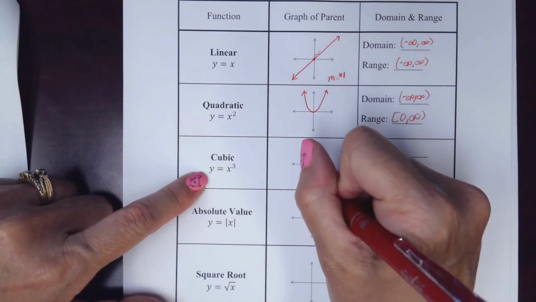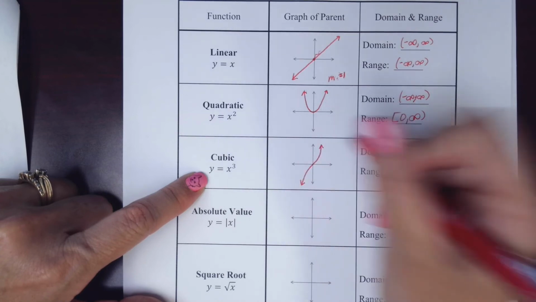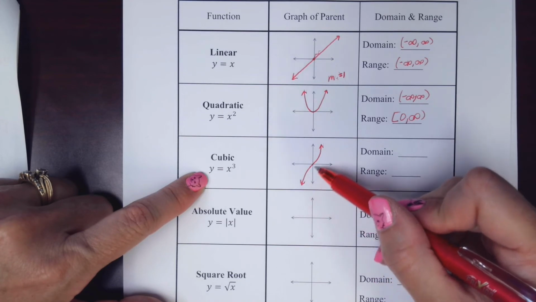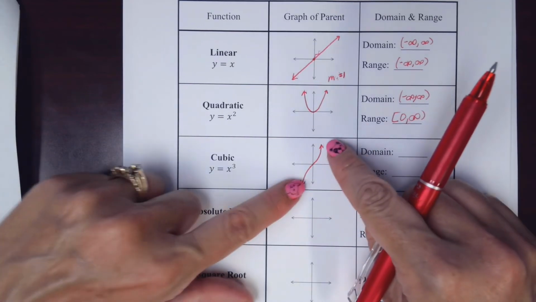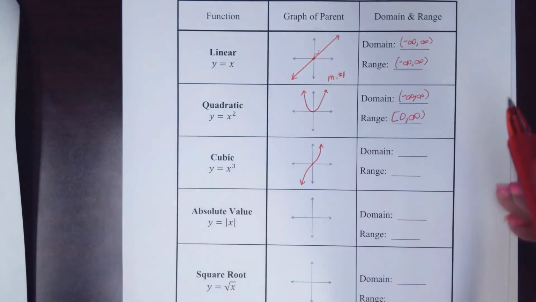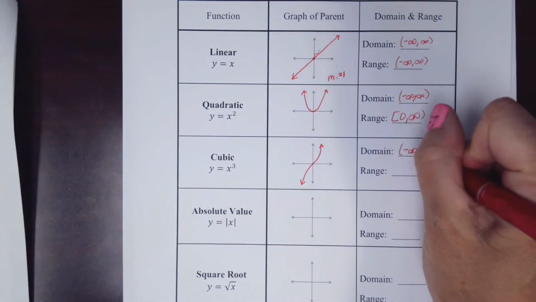Cubic function, my parent function that is the cubic function, y equals x cubed, sits with a twist on the origin. It is an increasing function, a positive function. It starts low and finishes high. You see I have arrows on both ends. It's moving up, it's also moving out. So my domain and range are all real numbers.